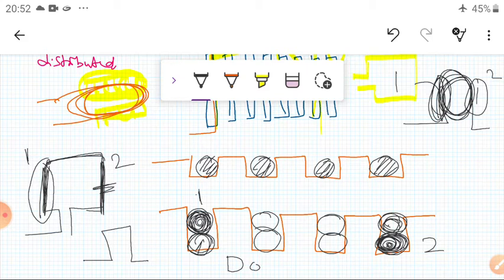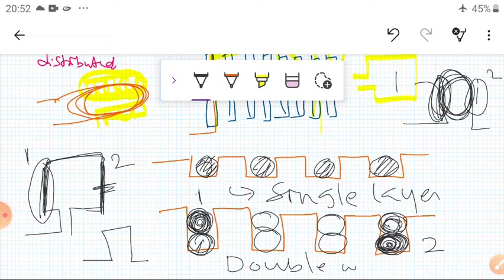So this is known as a double layer winding, whereas in this case, with only a single coil side or conductor, we can say it is single layer. Whether you are going to draw the single layer winding or the double layer winding, that is the purpose for which I gave some idea.